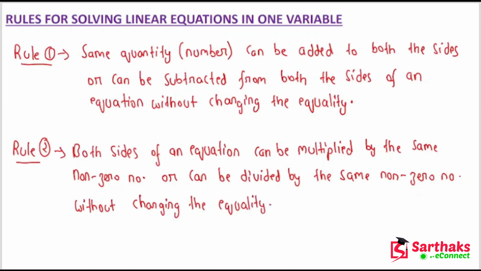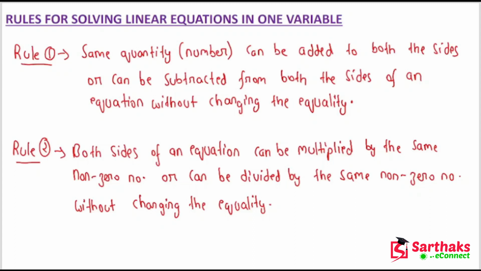Right. So both sides of an equation can be multiplied by the same non-zero number, or divided by the same non-zero number, without changing the equality. That is, you can divide both sides by 2, you can multiply both sides by 8, but that number cannot be 0. You cannot multiply both sides by 0, because then it would be 0 equals 0, so it would be no use. Similarly, you cannot divide both sides by 0 because division by 0 is not defined. So these are two rules which govern the solution of a linear equation in one variable.